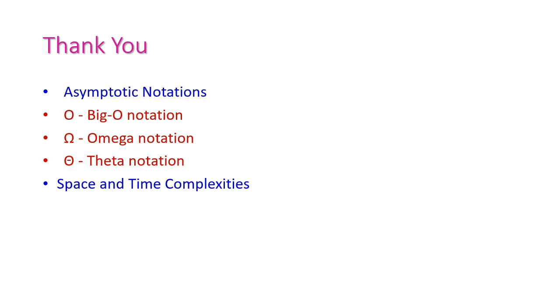So far we have seen the 3 different asymptotic notations, that is the big O notation, omega notation and theta notation. After that, something about the time and space complexities. In the next class we will see another important topic from the first unit.